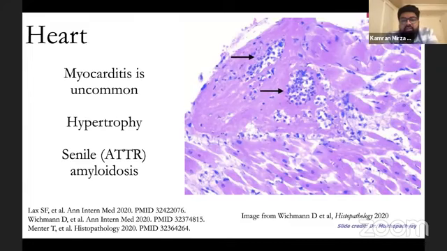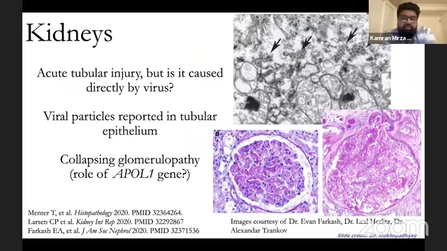Here you can see that there is a myocarditis in the image, which is taken from Wishman's study in histopathology. And here you can see that this is the lymphocytic myocarditis, because again, this is a mononuclear infiltrate that's very specific, and it's lymphocytes. And so the heart has been affected and has shown some degree of damage in cases with some myocarditis. Kidneys have been studied to show acute tubular injury, but then the question remains whether it is actually directly caused by the virus or not.